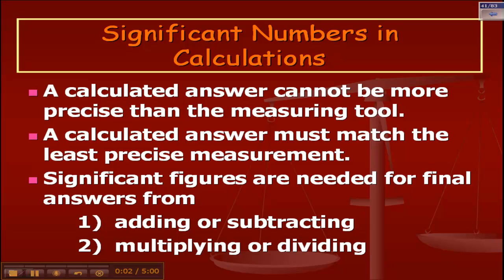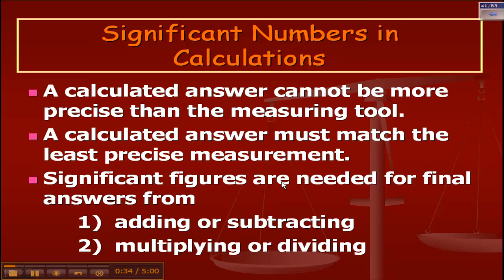Using significant figures in calculations is important for us to report our answers so that we get the proper number of significant figures in our answer. The calculated answer cannot be more precise than the measuring tool. Your calculated answer has to match the least precise measurement. All right, you can only be as precise as your least precise instrument. In other words, like if you're driving, you can only go as fast as the person in front of you. So you can only be as precise as the instrument that you're using.